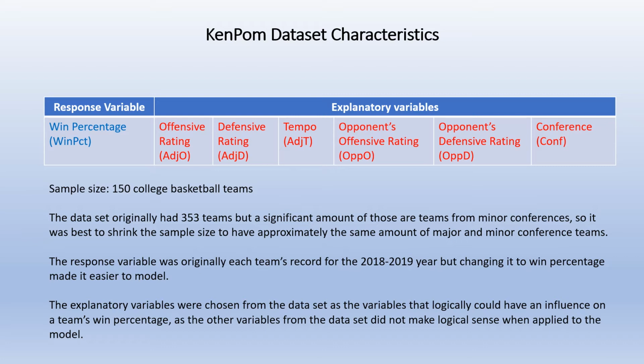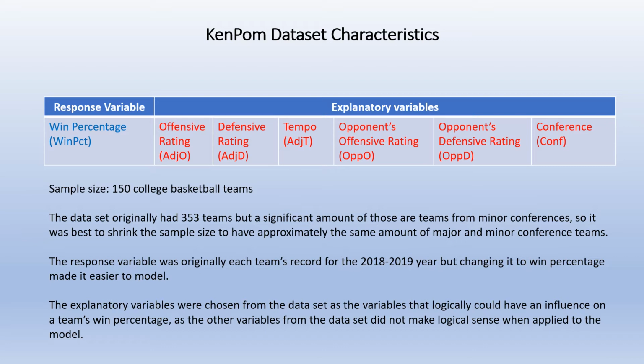The tempo, which is the amount of possessions a team has for a whole game, and in college basketball that is 40 minutes. The opponent's offensive rating, which is the average offensive rating for the opponents of the team. And opponent's defensive rating pretty much uses the same thing except for defensive rating.